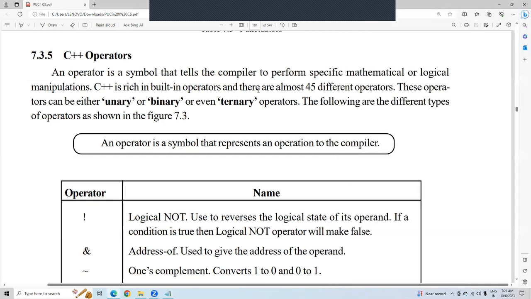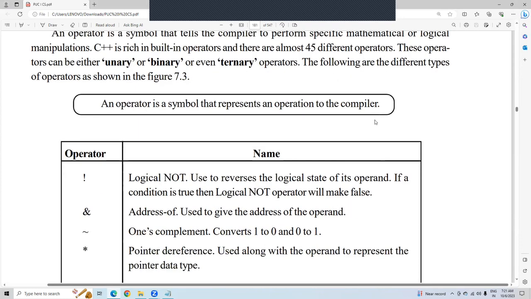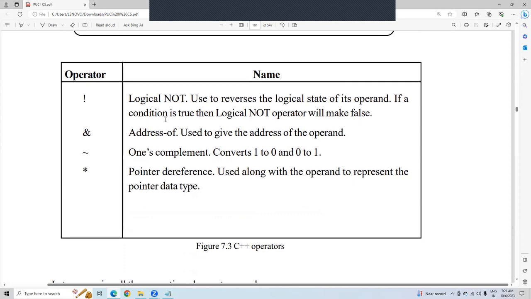So C++ provides you a rich set of built-in operators. There are almost 45 different operators. These operators can be either unary, binary, or ternary operators. So an operator is a symbol that represents an operation to the compiler. Here they have given different operators and their description also. There is a separate chapter for operators. There we are going to have a detailed discussion on it.